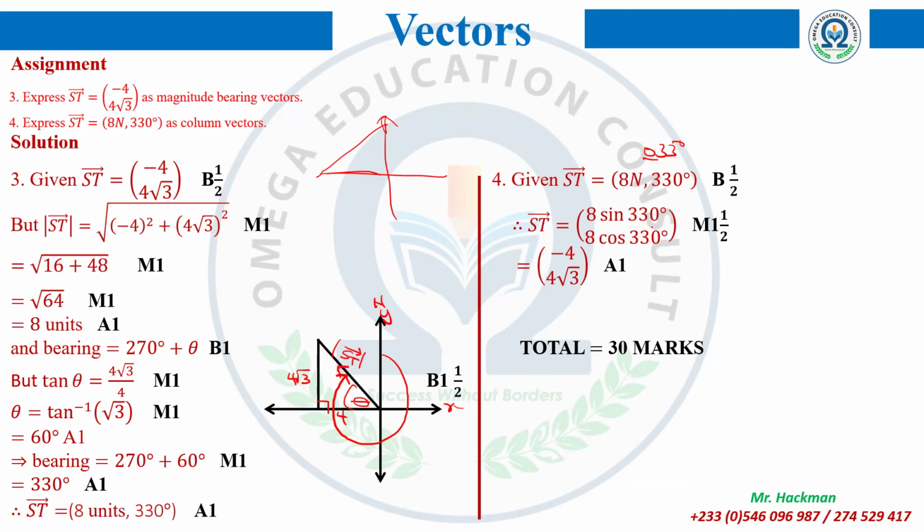So then 8 cos of your angle, which is 330 degrees, your bearing angle. The rest will just be calculator work. Use your calculator to do 8 sine 330 degrees. That will give you -4. Use your calculator to do 8 cos 330 degrees, and that will give you 4 root of 3. You can see that it's basically the same vector that I gave here. I wanted you to go back and see. This was the column form that I asked you to take to magnitude-bearing, then I gave you the magnitude-bearing to take it back to this. You can see that indeed that is very critical.